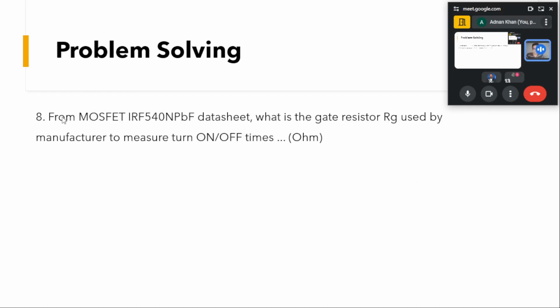Now question number 8. From the MOSFET, this is the part number given, so we have to see the data sheet of it. What is the gate resistor RG used by the manufacturer to measure the turn on and turn off times? So you have to do nothing, just search this part number, download the data sheet, and look for the RG value that has been provided by this manufacturer.